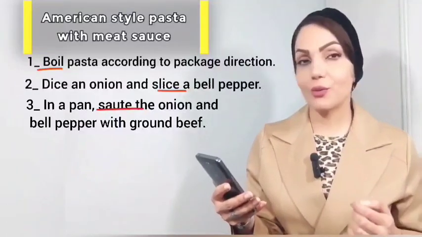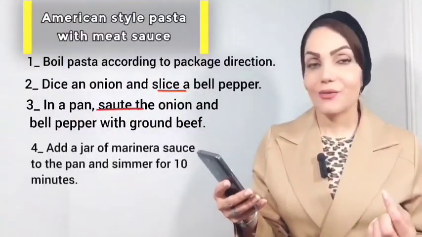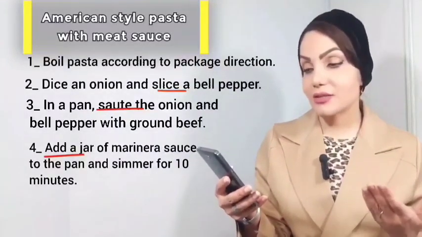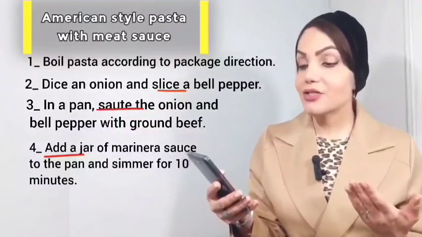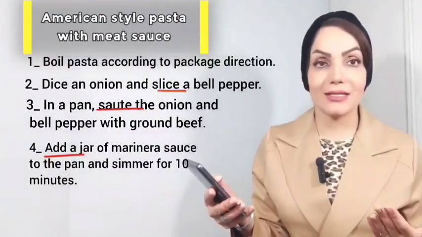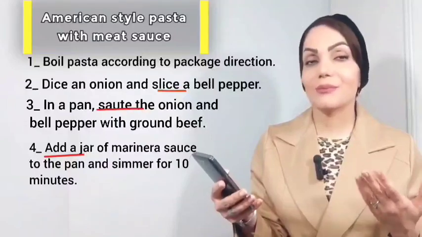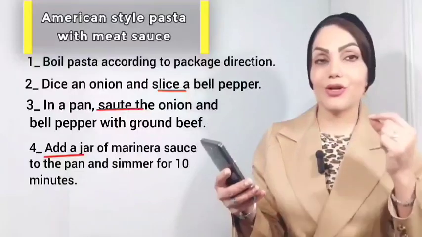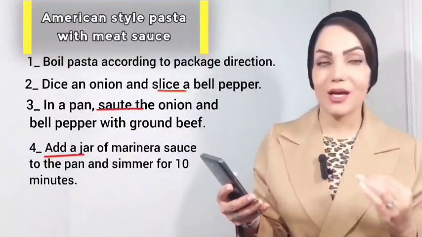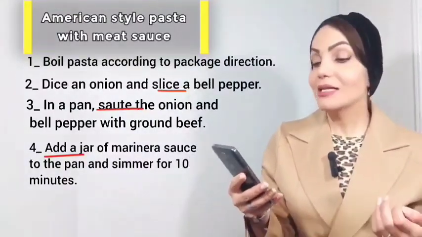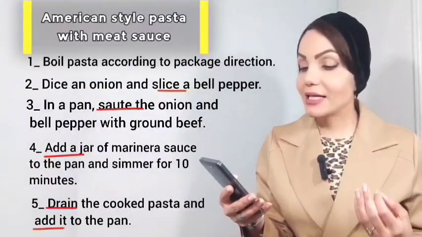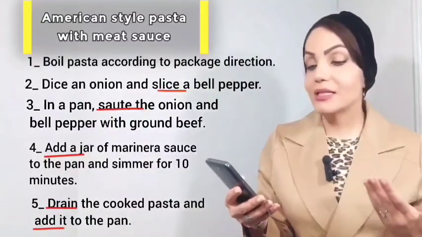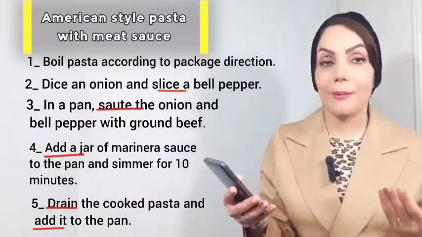Step number 4. What should we do? Add. We are using the verb add here. Add a jar of marinara sauce to the pan and simmer for 10 minutes. Okay, we must add marinara sauce to the onion and bell pepper and ground beef. And what is the next step? Drain the cooked pasta and add it to the pan.